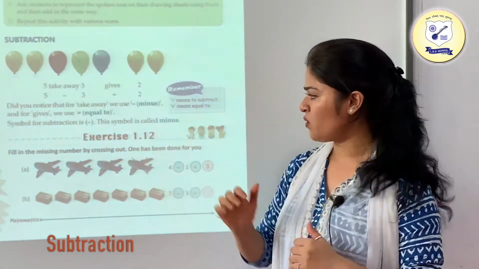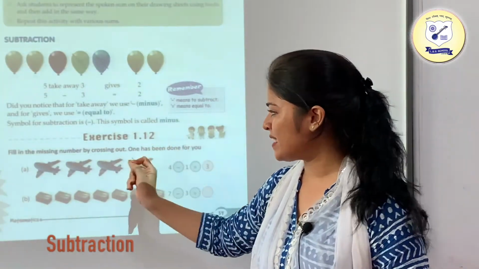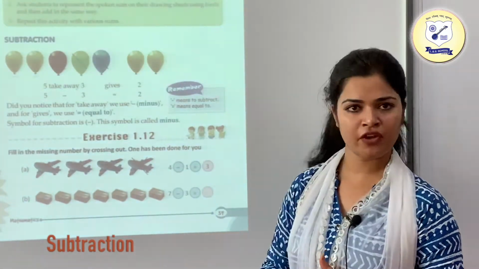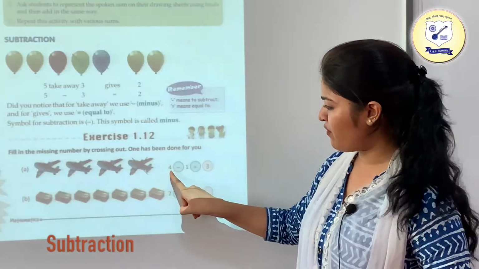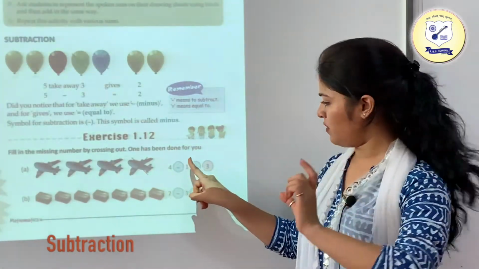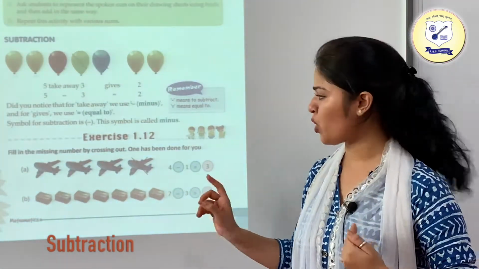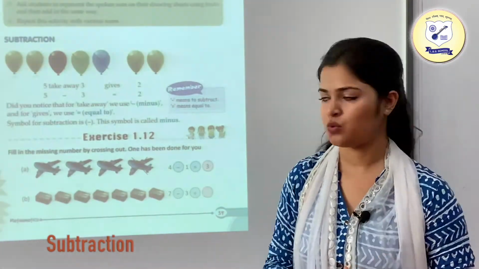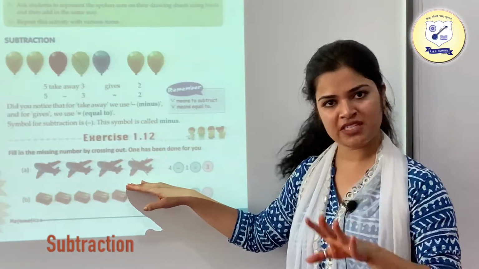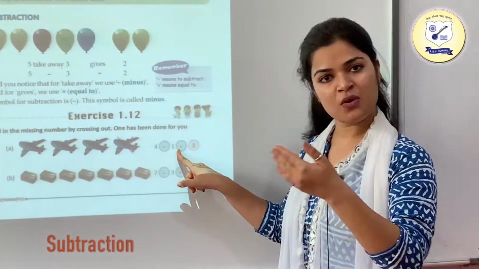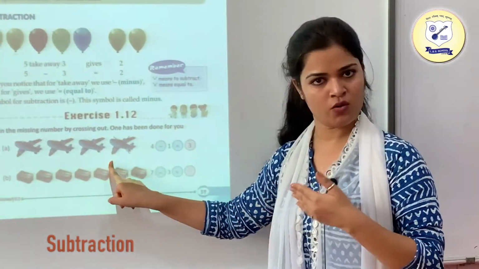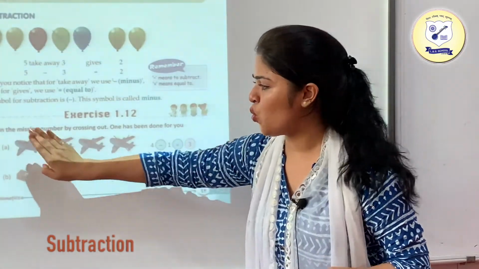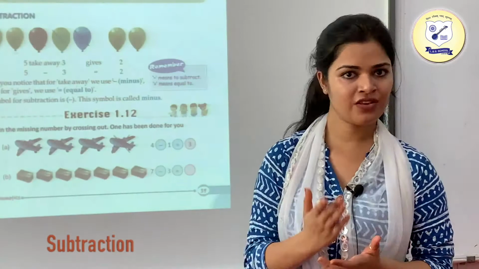Exercise 1.12. Fill in the missing number by crossing out. 1 has been done for you. Like we were having 4, and I am just taking 1 from you. So what you need to do is just cross the figure which I am taking from you. I was having 4 aeroplanes, and I am taking 1, so I just have crossed 1. After crossing that 1, how many are you left with? 1, 2 and 3. So this is your answer, which is 3.